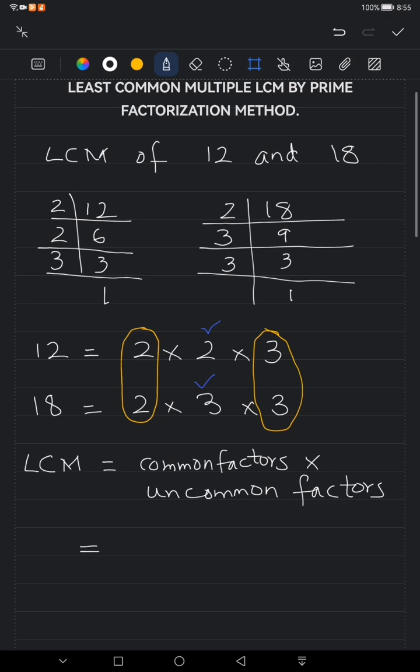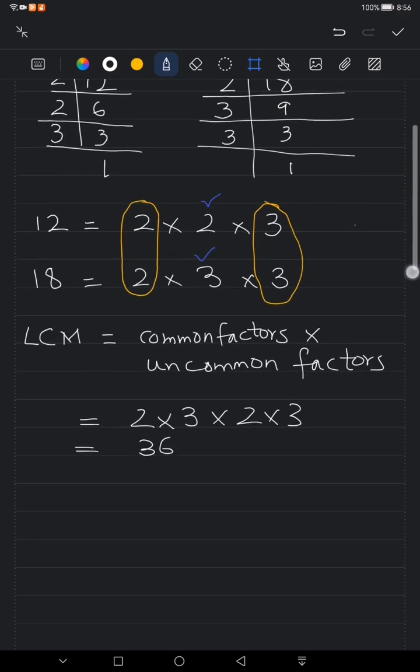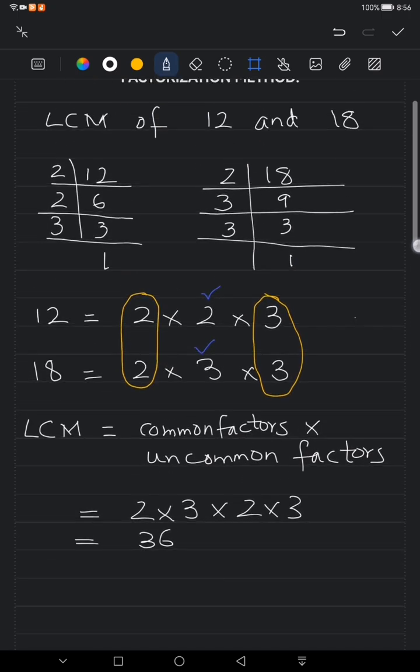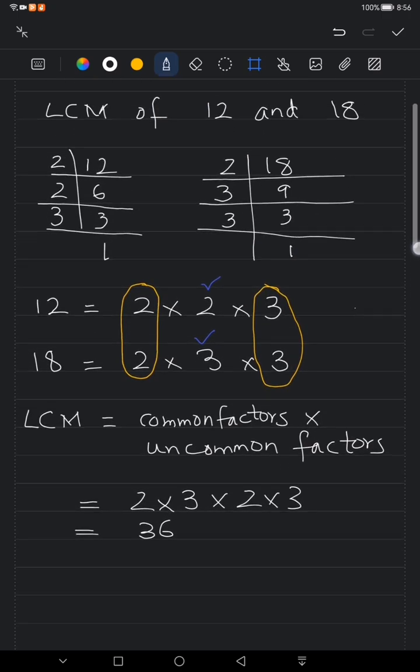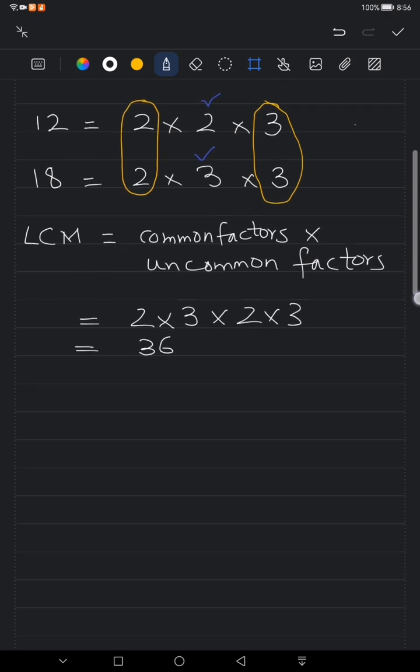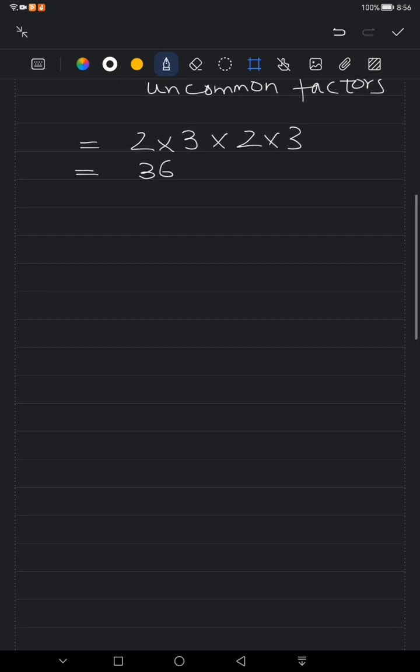So here the common factors are 2 and 3 only, and the uncommon they are also 2 and 3. So our LCM is 2 multiplied by 3 multiplied by 2 multiplied by 3. That gives 36. So the least common multiple of 12 and 18 is 36. Let's do another example.